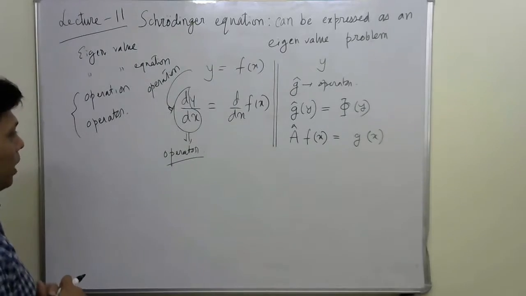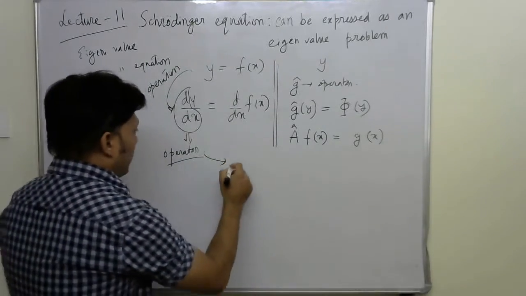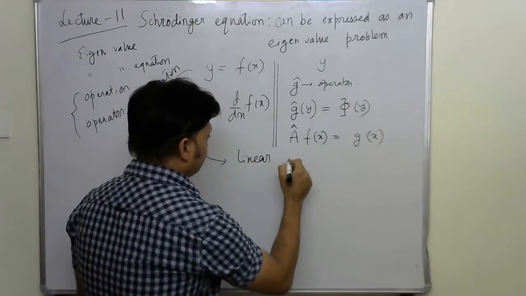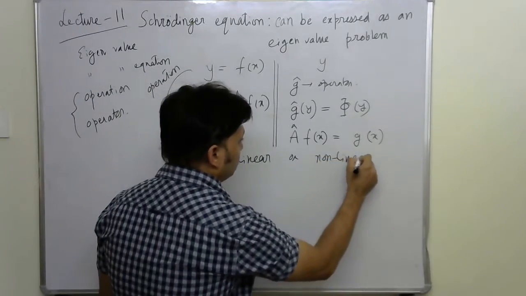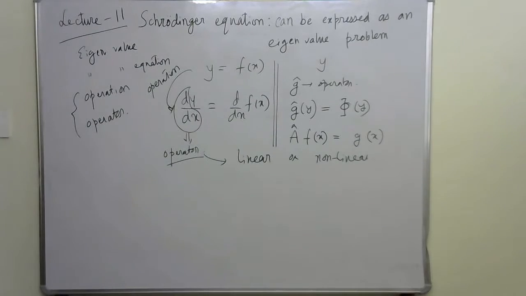So an operator can be of two types. One can be a linear operator or a non-linear operator. So what is a linear operator?